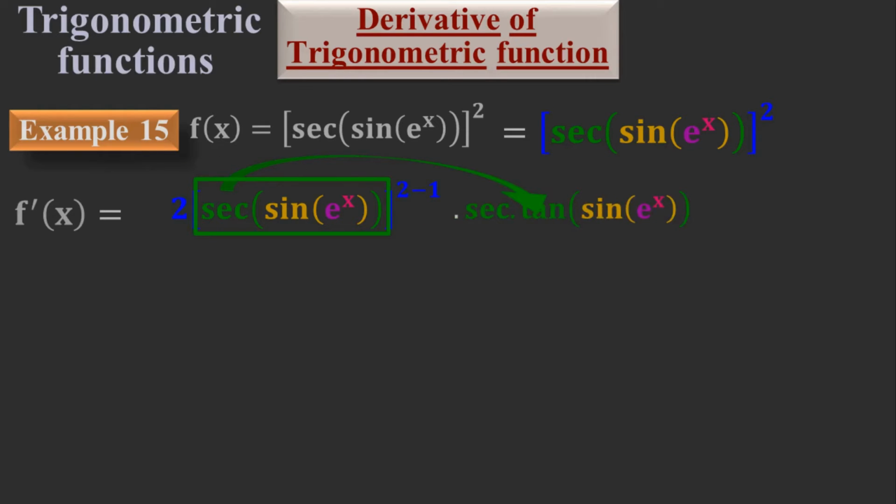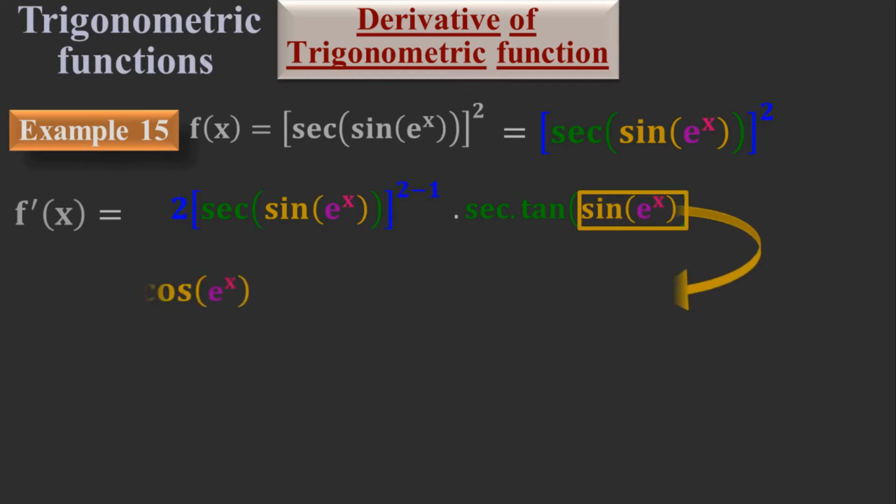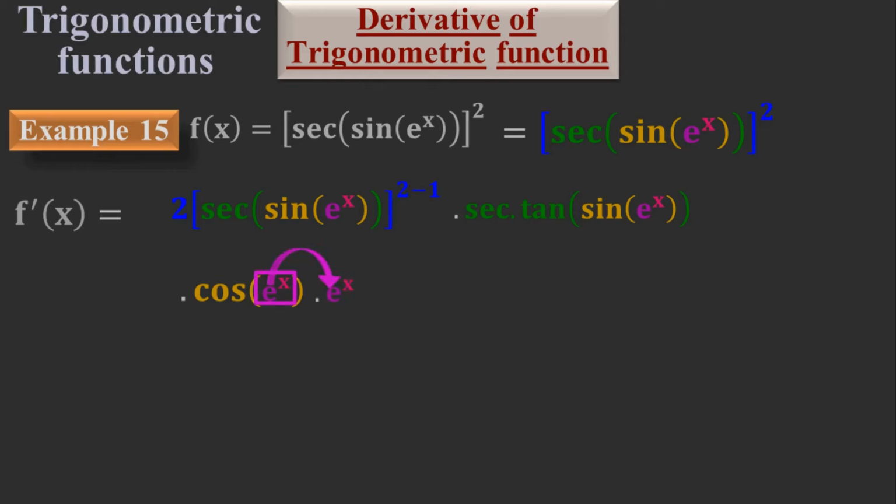So the derivative of secant theta is secant times tangent, of sine of e to the x. Then the derivative of the third outermost function, which is this yellow one: the derivative of sine is cos of e to the x. And then this one, the derivative of e to the x is e to the x. And then the pink one, the derivative of x is 1. That's all. It is a composite function with the composition of 5 functions.